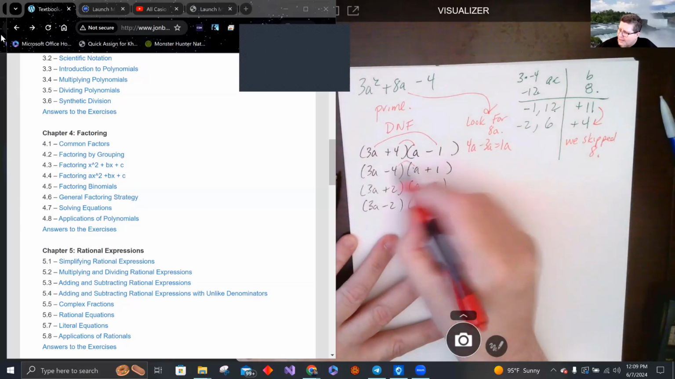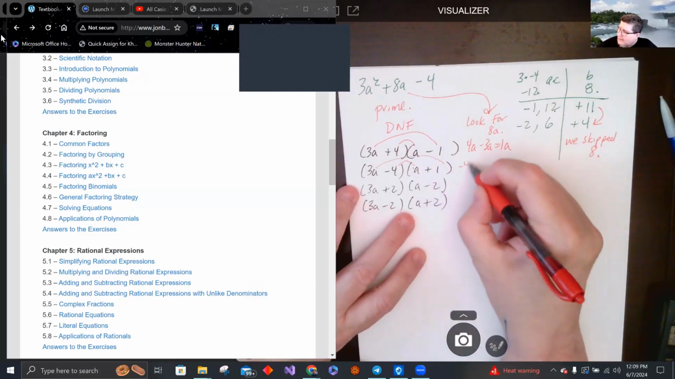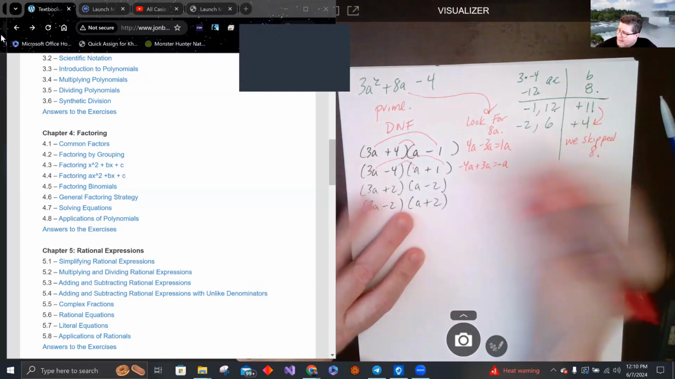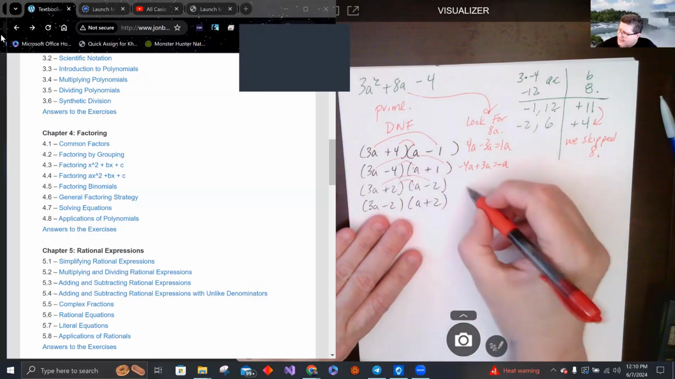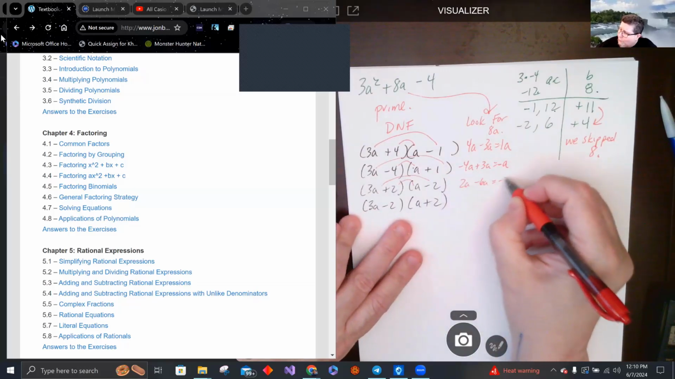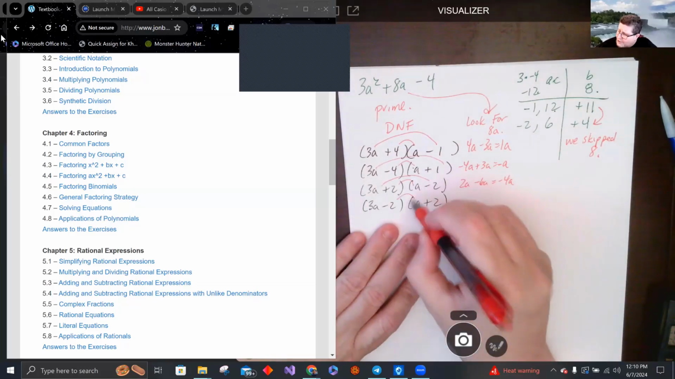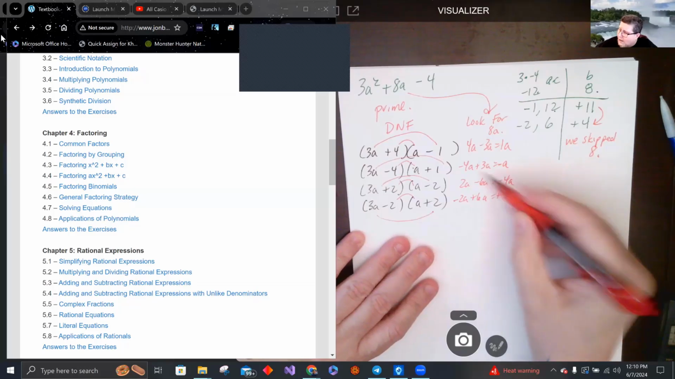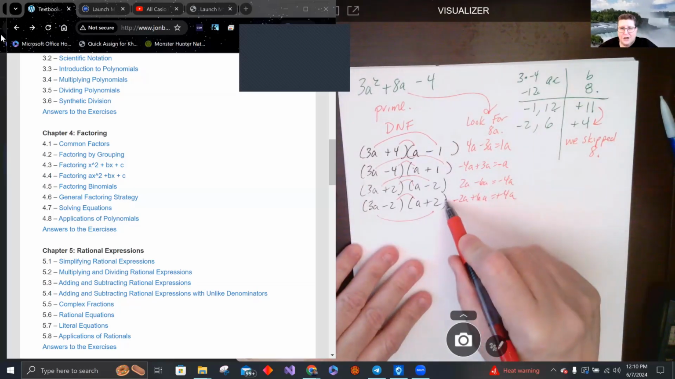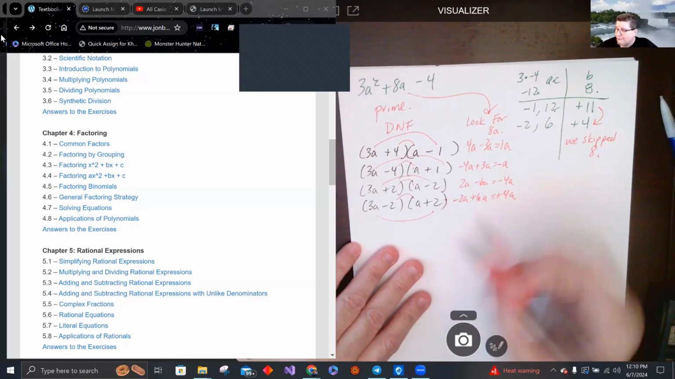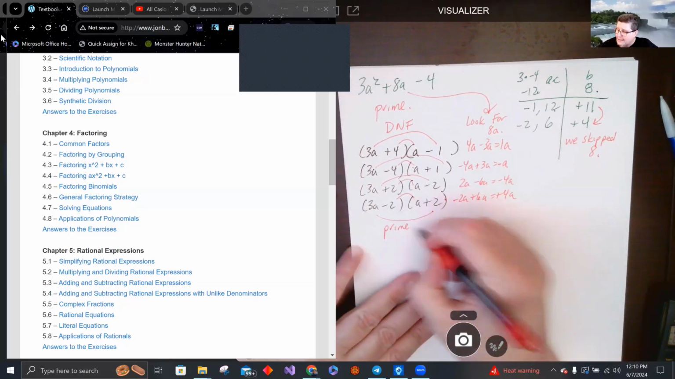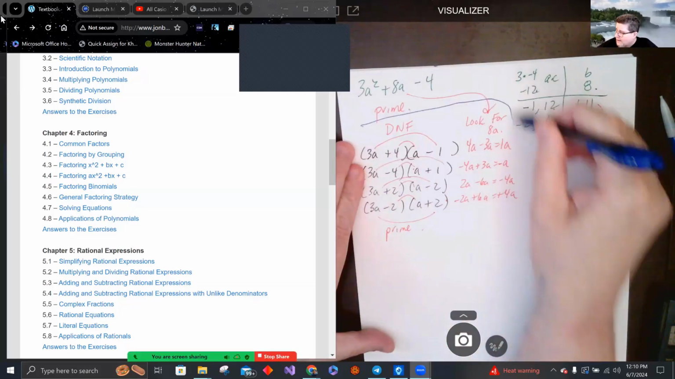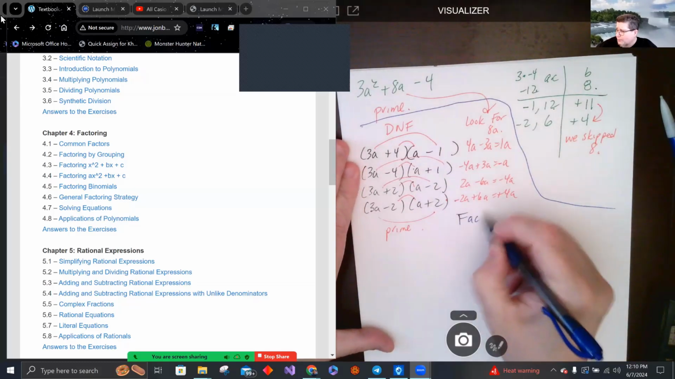If I do these two, negative 4a and 3a adds to negative a. Here I've got 2a and negative 6a is negative 4a. And negative 2 and positive 6 is positive 4a. All the combinations I tried don't give anything. Therefore, it's prime. This is the factoring by trial approach.